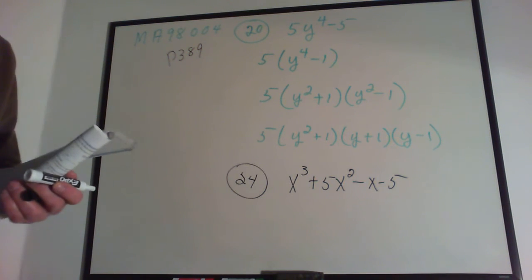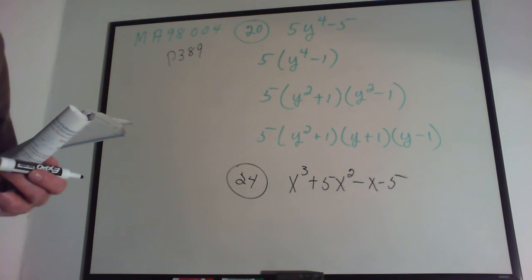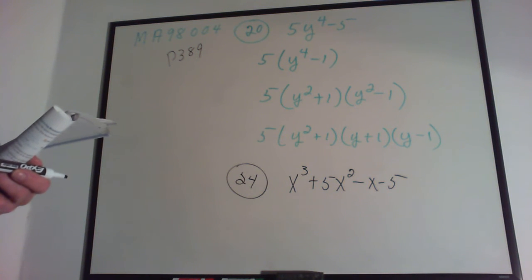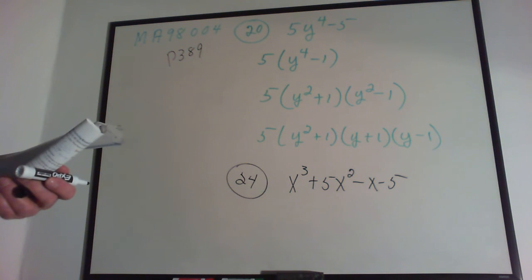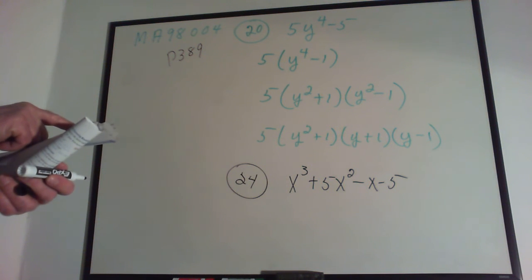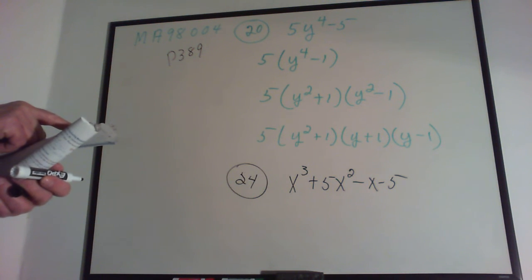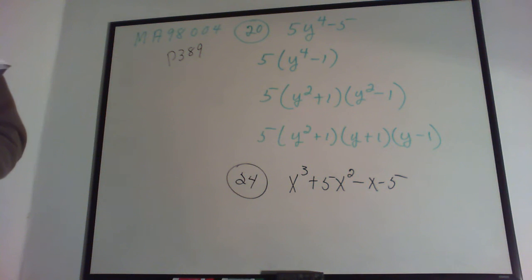All right, try problem 24. This is a little bit more complex, so give yourself some time to do it. So it's x cubed plus 5x squared minus x minus 5. Pause the video, and I'll do the work on it. You can check it later.